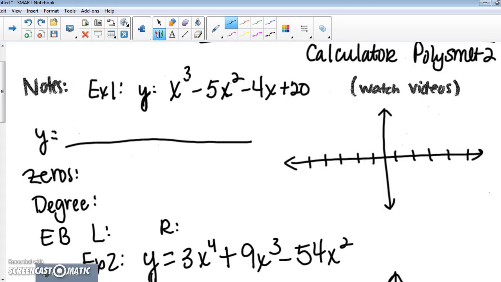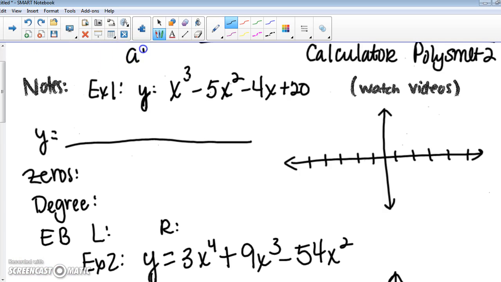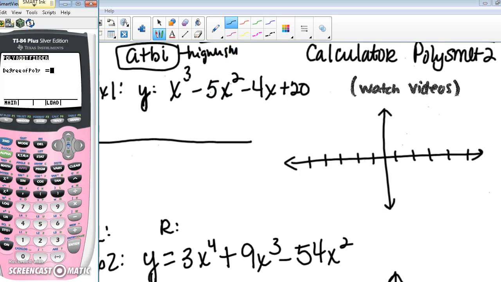Alright, so the first thing we're going to do is hit Apps, and we're going to do Polysmalt. Now you're going to pick Polysmalt 2. So here's what you want to have happen. You're going to pick the poly root finder, number 1, and you want to make sure on yours that A plus BI is selected. So make sure the A plus BI piece is highlighted.